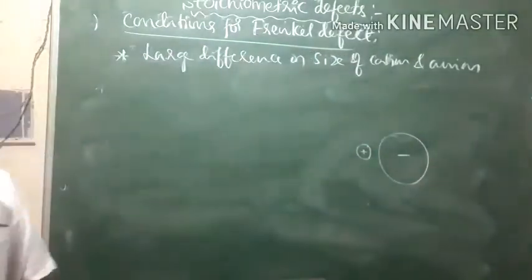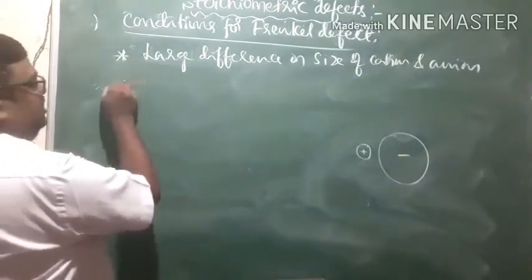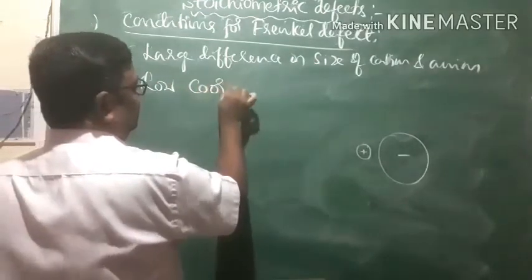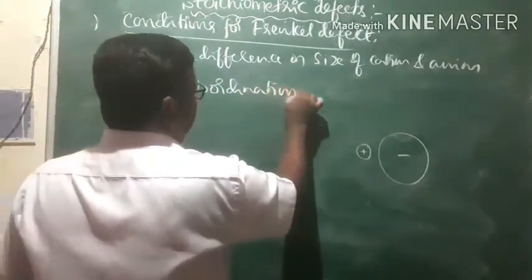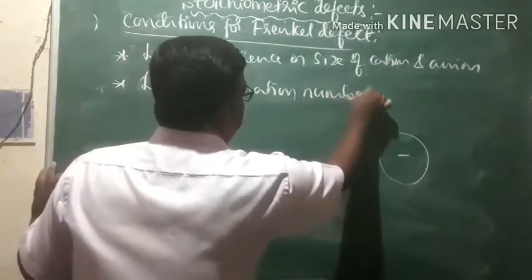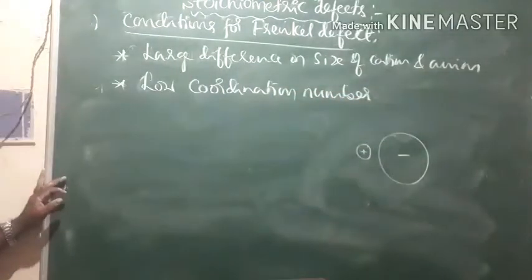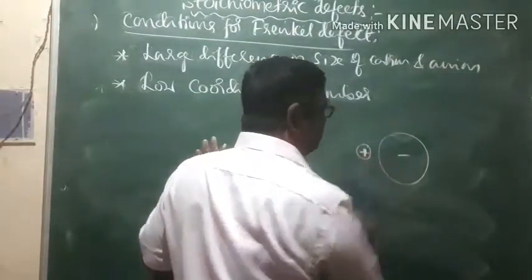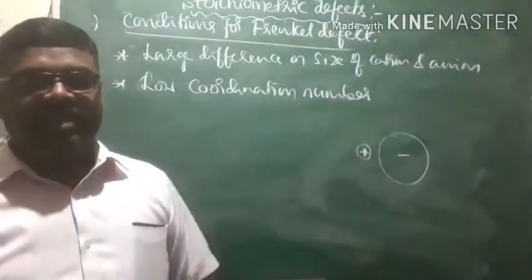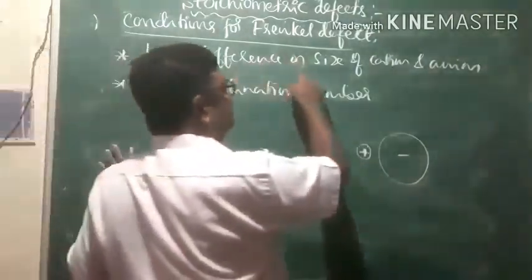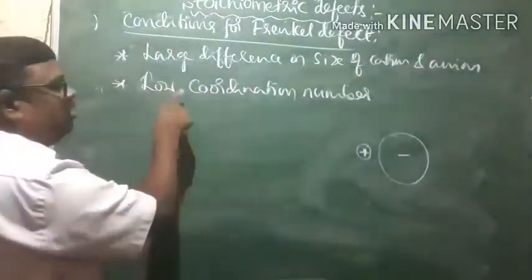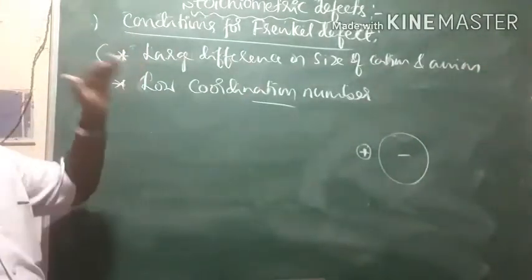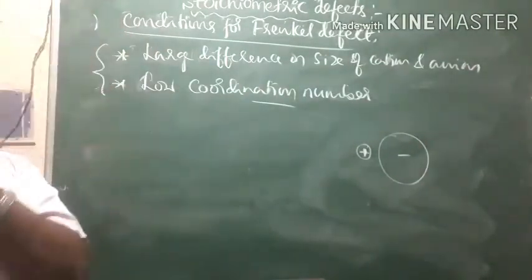If there is a large difference in size of the cations and anions, what happens? Coordination number will be very very low. That is, ionic solids with low coordination number. I said earlier, if the size difference is very large, the number of ions around a given cation will be less, coordination number decreases. So if there is a large difference in size of the cation and anion, naturally coordination number will be low, and such ionic crystals which show these two properties will undergo what we call Frenkel defect.